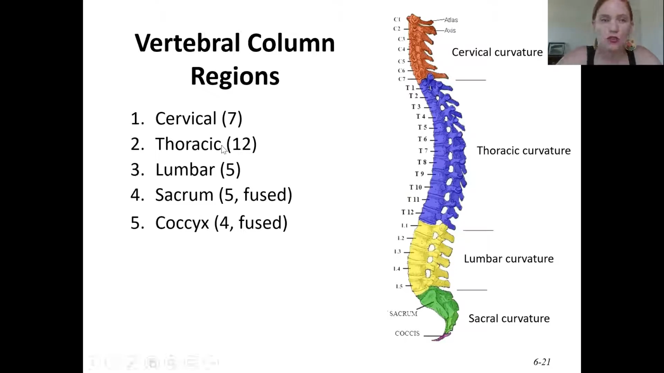Okay, so first off, when I say the word cervical, what does that mean to you? Hopefully at this point you remember your anatomical region terms, and cervical means neck. Okay, so those are going to be the vertebrae in the neck region. What about thoracic? Where's thoracic? Thoracic means chest. Okay, so those are going to be the ones in the chest region.